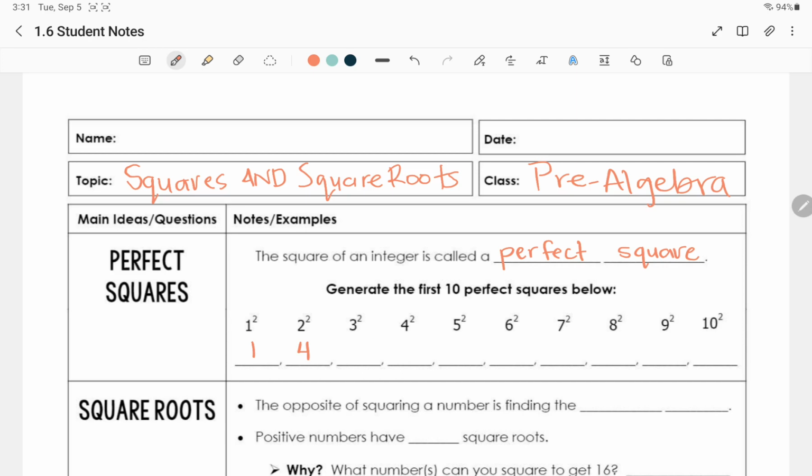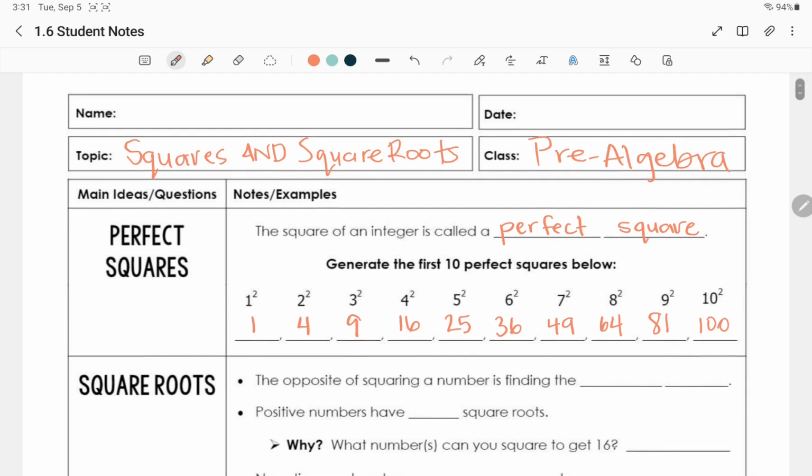3 squared would be 3 times 3, which is 9. 4 squared would be 4 times 4, which is 16. 5 squared would be 5 times 5, which is 25. 6 squared would be 6 times 6, which is 36. 7 squared would be 7 times 7, which is 49. 8 squared would be 8 times 8, which is 64. 9 squared would be 9 times 9, which is 81. And 10 squared would be 10 times 10, which is 100.